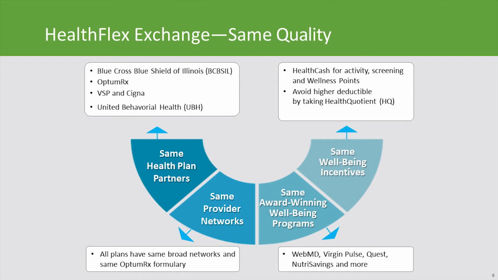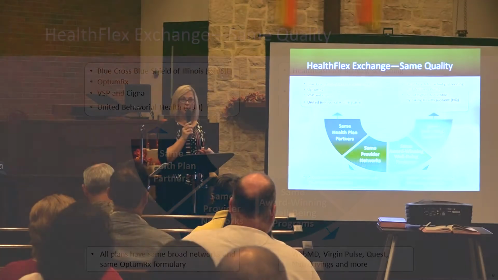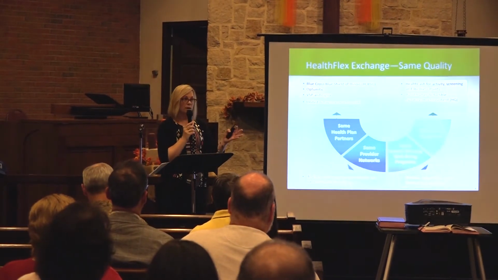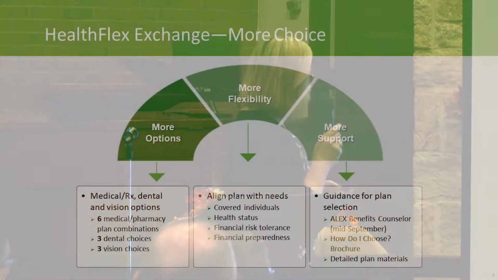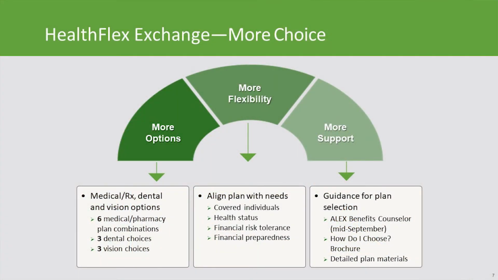All plans have the same networks as you currently have now, and you have the same wellness incentives as you currently have now. So those are the same across the board. So what is different? More choices. We're going from 2 medical plans to 6, and then adding vision and dental. What we are trying to do is give you more flexibility in choosing a plan, and then also more support in how you would choose a plan.